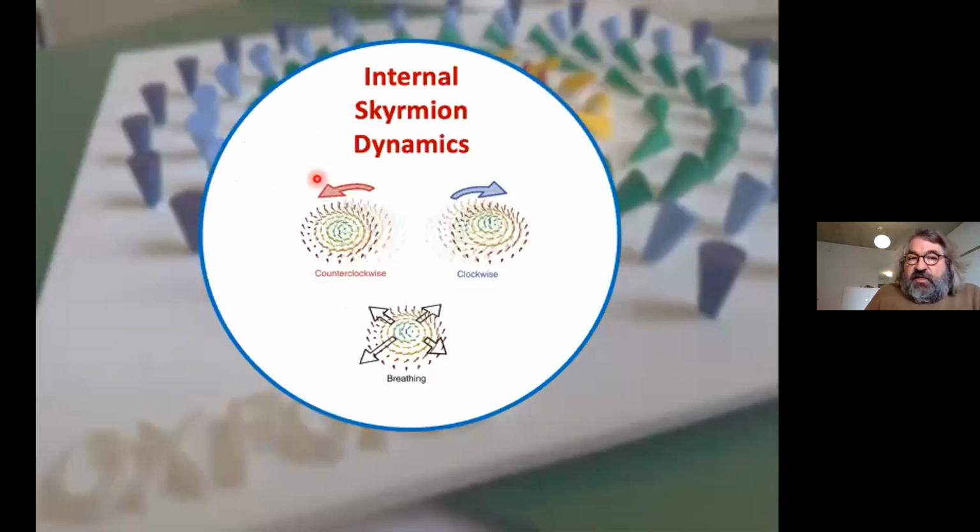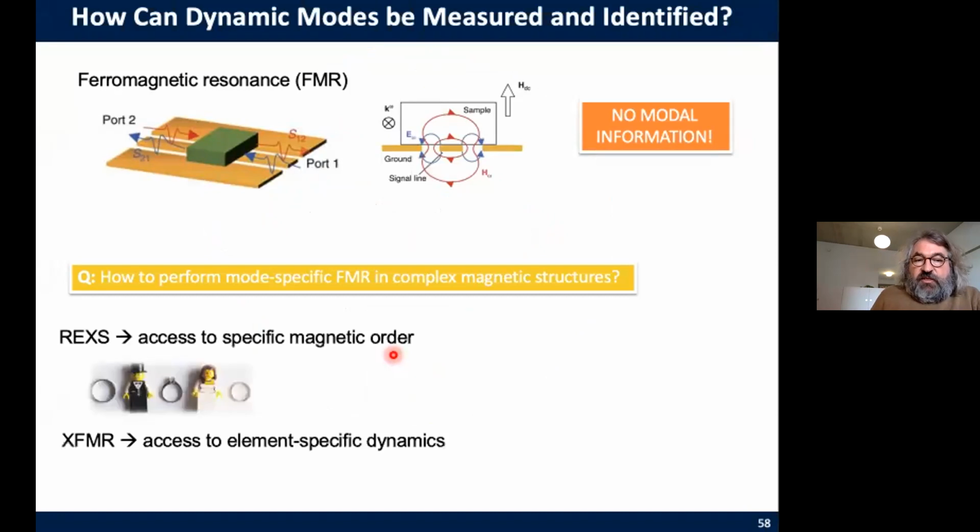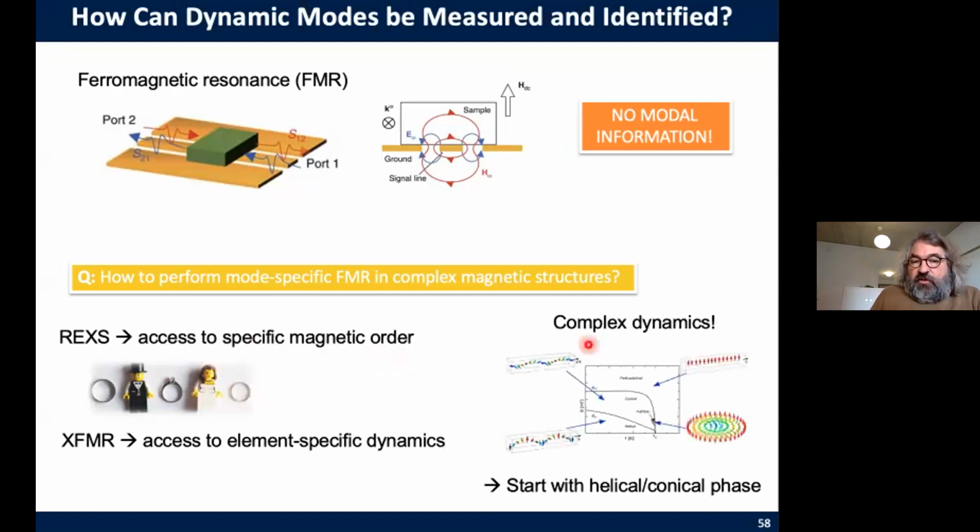What we're also interested in is internal skyrmion dynamics. Skyrmions can be excited to have, for instance, counterclockwise and clockwise rotations, and breathing modes. And what you use for that is ferromagnetic resonance, which of course doesn't give you any modal information unless you do simulations. So what we wanted to do, and did in fact, is to combine FMR with the REXS technique to unlock the complex dynamics.